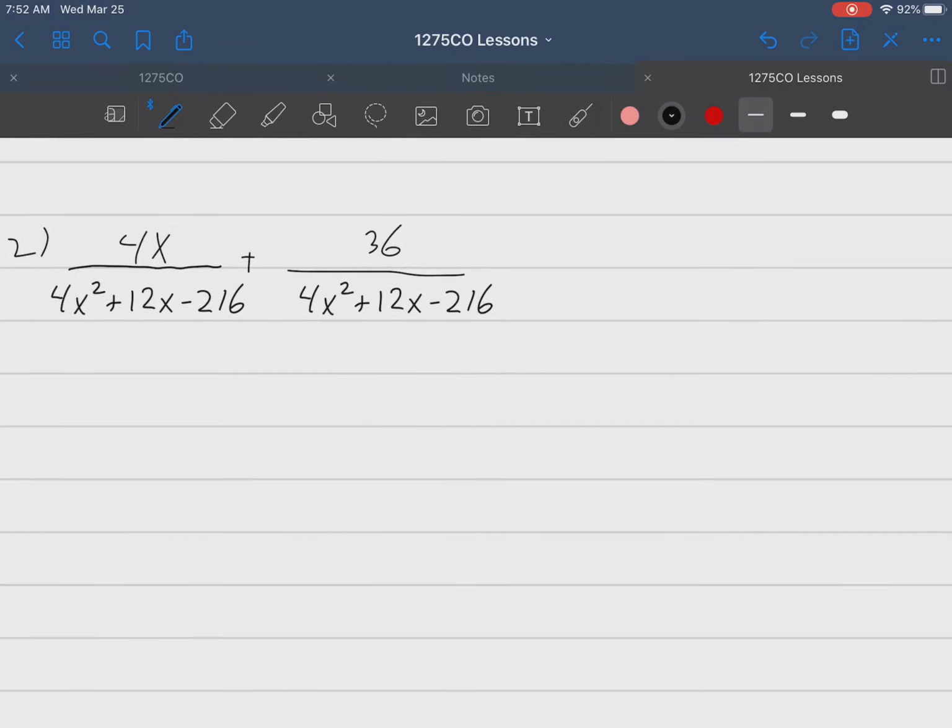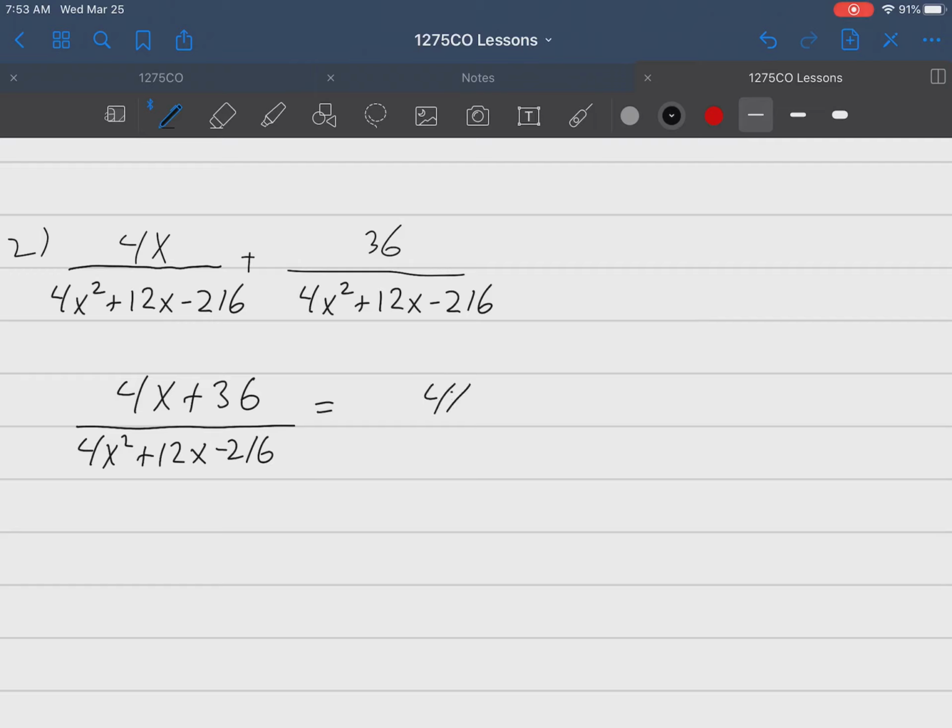So what about this, a little more complicated looking rational expression? All right, if we take a look at what we have here, you can notice 4x squared plus 12x minus 216, 4x squared plus 12x minus 216. Even though it's complicated looking, the denominators are the same. So if we add these together, the numerator gets added together, 4x plus 36, and then 4x squared plus 12x minus 216 is the denominator.